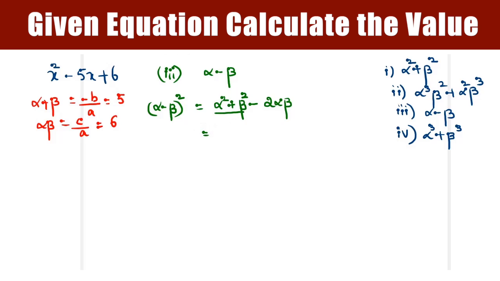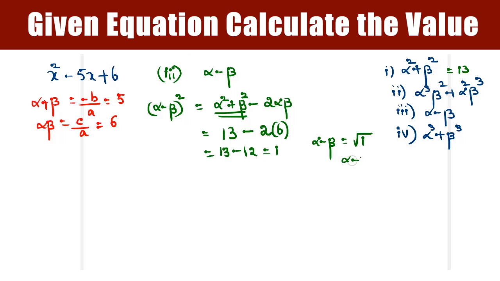In the first subdivision, we calculated alpha square plus beta square as 13. So I'm substituting 13 minus 2 into alpha beta, which is 6. So this is 13 minus 12, which is 1. And we know alpha minus beta is equal to the square root of 1, because alpha minus beta the whole square is what we calculated as 1. So I need to find the value of alpha minus beta, which is the square root of 1. So alpha minus beta is equal to 1. That is the value for the third expression.